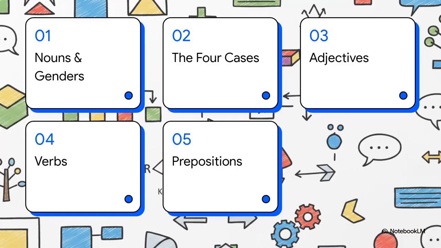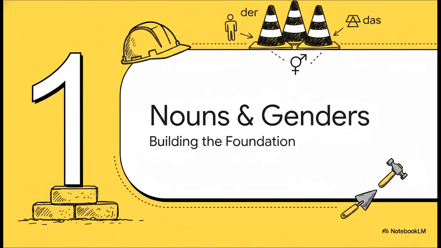Here is our roadmap for this explainer. 1. Nouns, genders, and articles. 2. Cracking the four cases. 3. Adjectives, adding color. 4. Verbs, the sentence engine. And 5. The trickiest prepositions. We're going to build our German sentences from the ground up, block by block. Starting with section 1, nouns, genders, and articles, building the foundation.